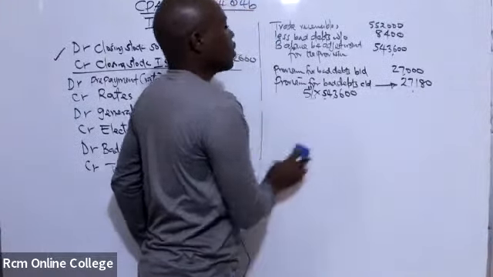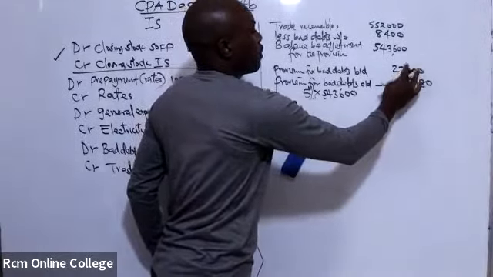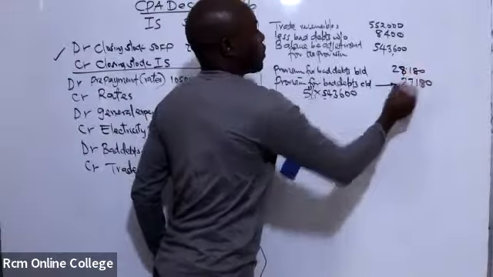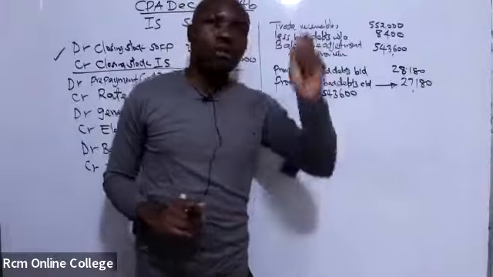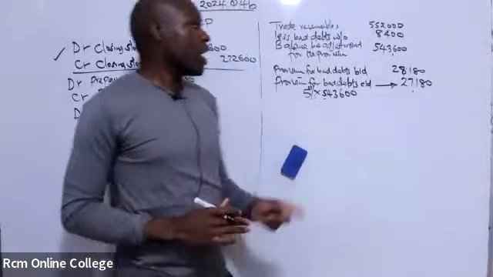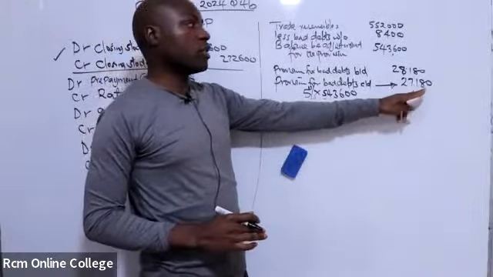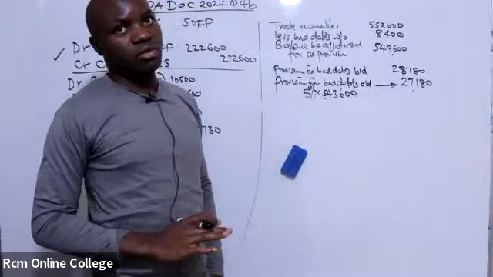Option 2. You provided 28,180. At the beginning of the year, you had a provision of 28,180. Then, at the end of the year, you now have a closing provision of 27,180. In other words, you overpaid your budget.